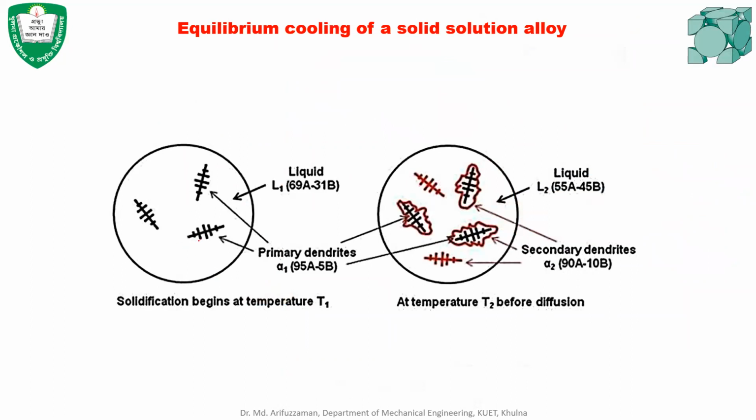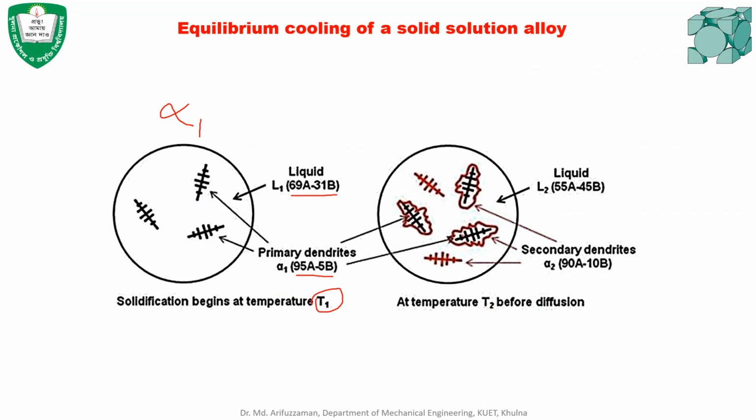This is alpha 1. That means the solid that has formed at temperature T1. At temperature T1, the solid dendrites or nucleus, whatever it is, the liquid will have like 69% A and 31% B, and the dendrites will have 95% A and 5% B. And when the temperature drops to T2, before diffusion, alpha 2 has 90A 10B.